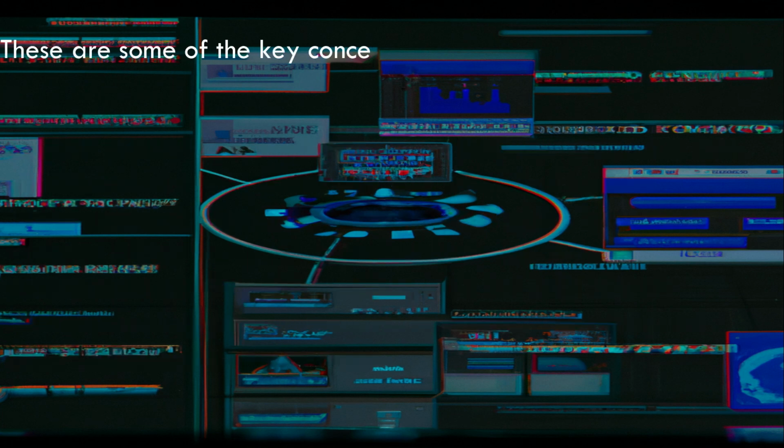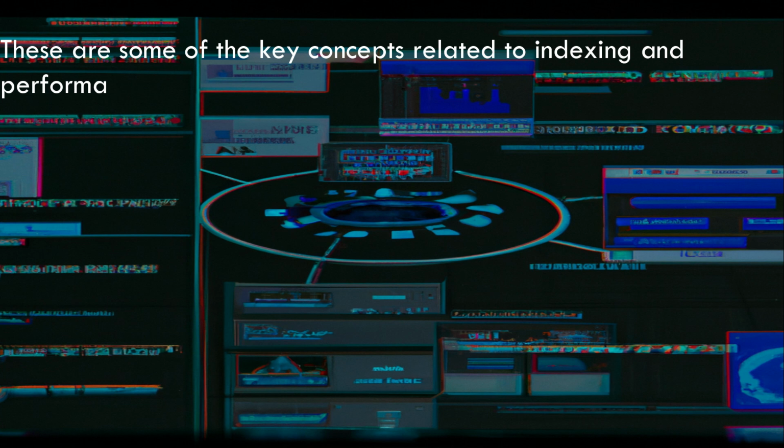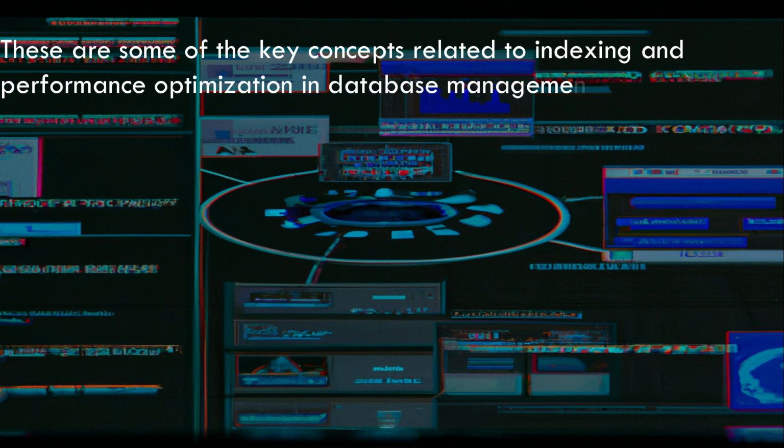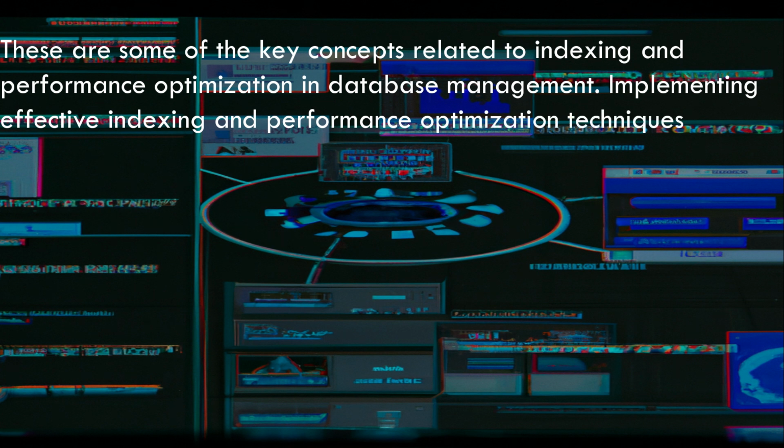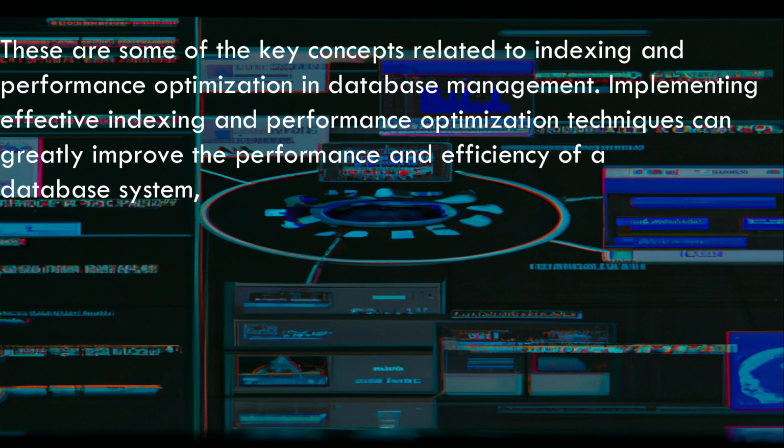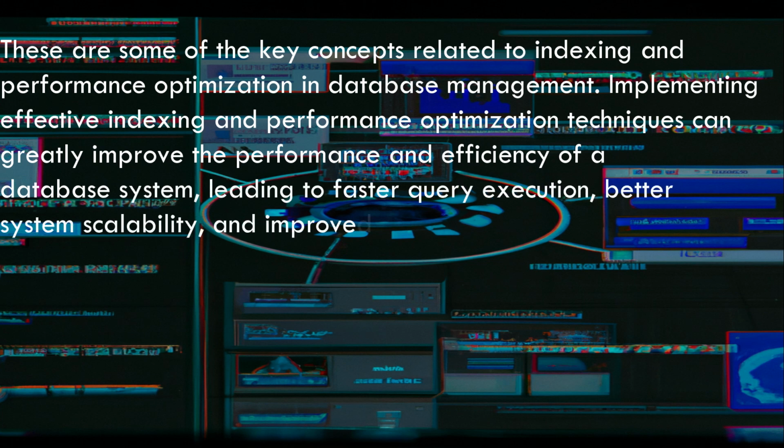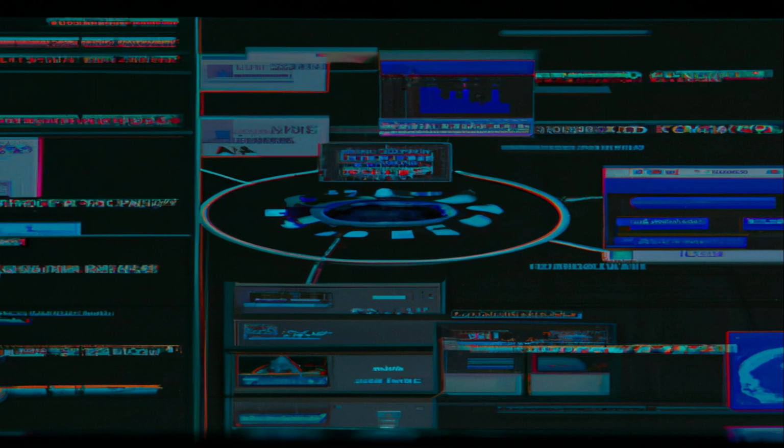These are some of the key concepts related to indexing and performance optimization in database management. Implementing effective indexing and performance optimization techniques can greatly improve the performance and efficiency of a database system, leading to faster query execution, better system scalability, and improved overall user experience.